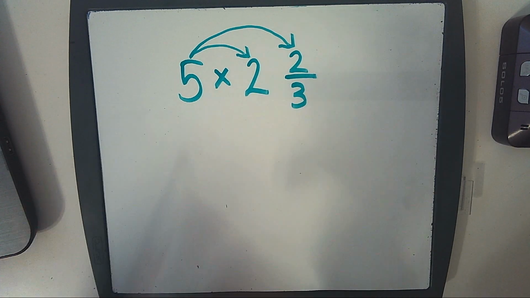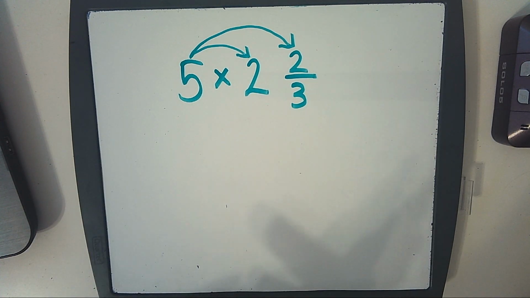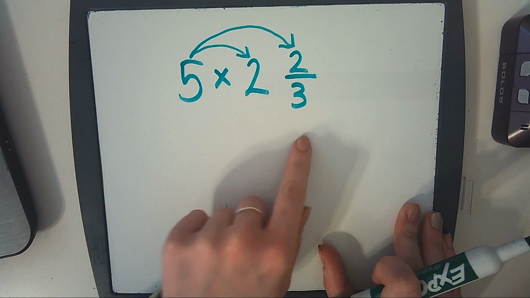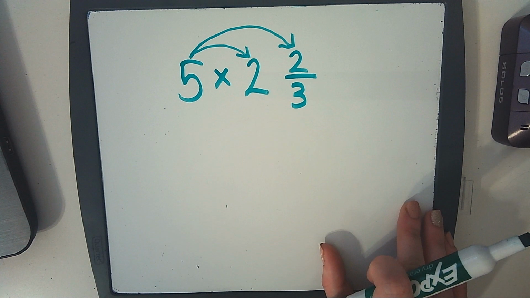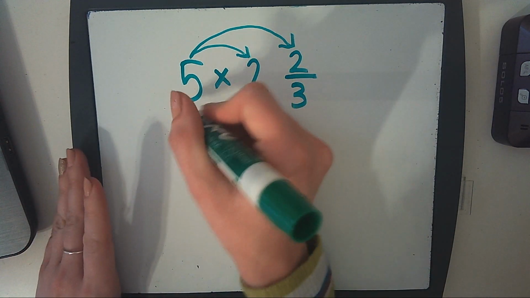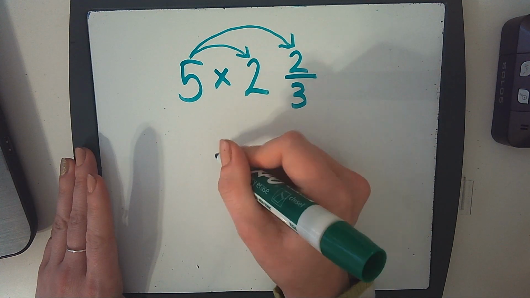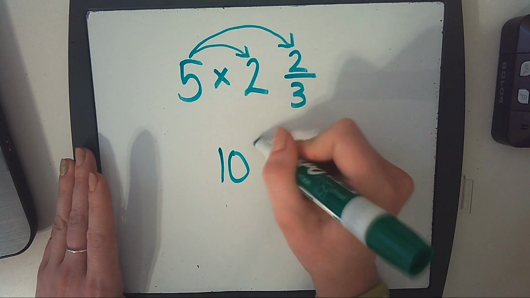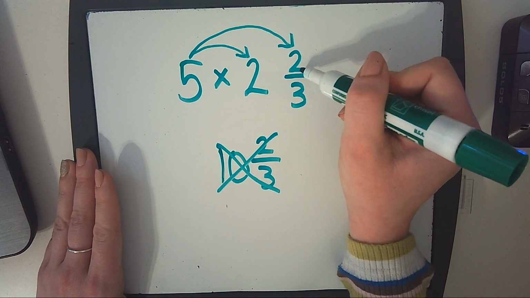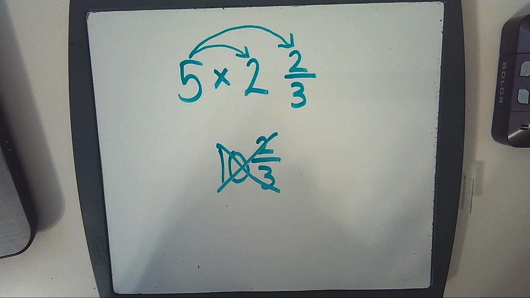So the 5 is going to be like that main number that we're using because 5 needs to be multiplied by 2 and 5 needs to be multiplied by 2/3. One major misconception that we might see sometimes is you want to take the whole numbers and multiply them together and just stick the fraction next to it. That's a no-no, because the fraction still needs to be multiplied by 5.